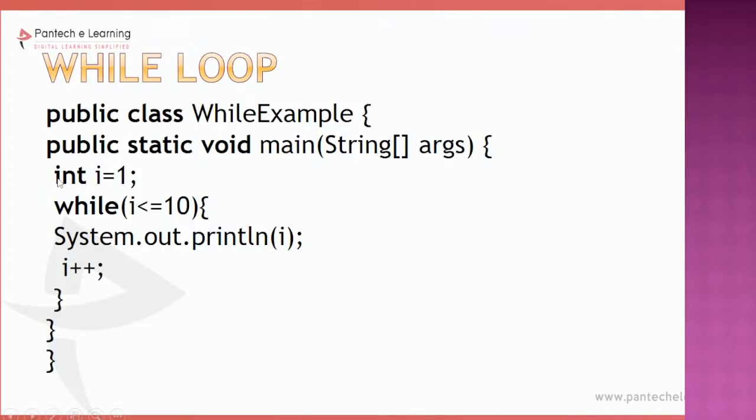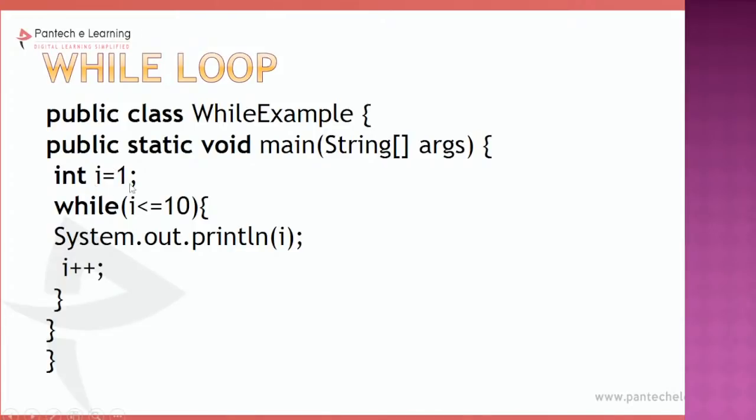Clear? The first section, I am just initializing this variable: int i = 1. And then I am using a while keyword: while i less than or equal to 10. I am just checking for a condition. And then I am printing this i value at the output. And then i++, I am just incrementing this i value.